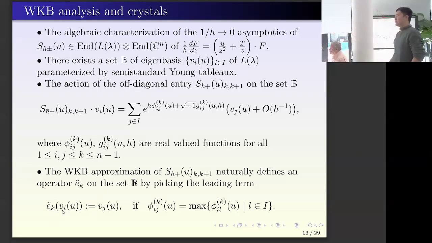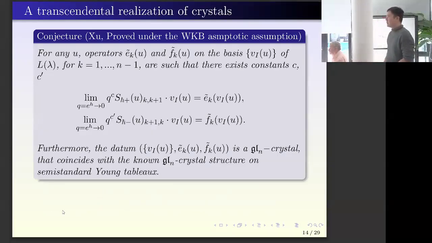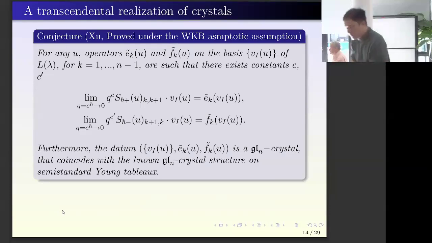So in the end, by studying this WKB, we get first a basis of your representation space, and then operators acting on this set of bases. So these are purely analysis. Okay, then our second theorem says that this is actually a crystal. This gives you the crystal structure. And this, I cannot fully prove it. I can prove this conjecture under the WKB assumption.